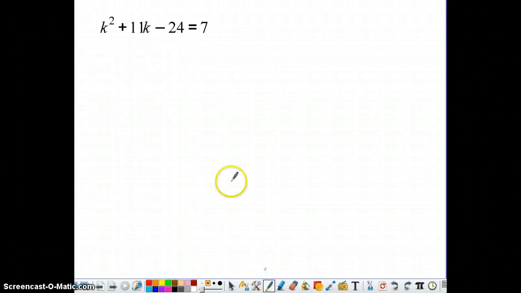Okay, so we're going to go ahead and complete the square to solve some quadratic equations. In order to complete the square, what I need to do is get the quadratic and the linear term on the left and the constants on the right. So I'm going to add 24 to both sides, and I will end up with k squared plus 11k is equal to 31.